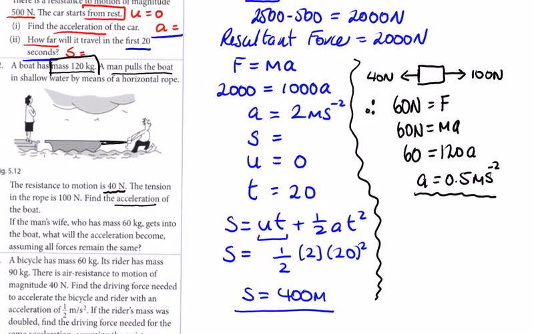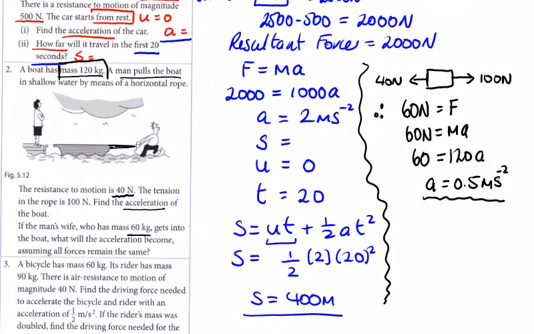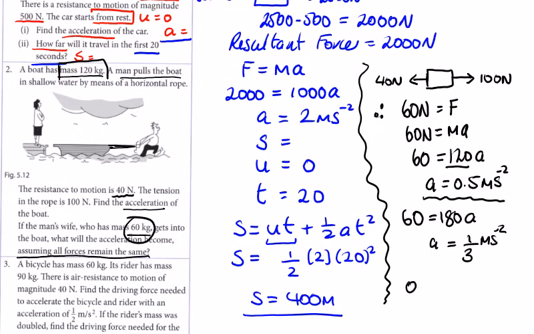If the man's wife, who has mass 60 kilos, gets into the boat, what will the acceleration become, assuming all forces remain the same? All that changes here, the 60 is the same. The mass of the boat has gone from 120 to 180. So you can see acceleration becomes a third, 60 over 180, ms to the minus 2, or 0.33 recurring ms to the minus 2. So you can see it's slowed down.